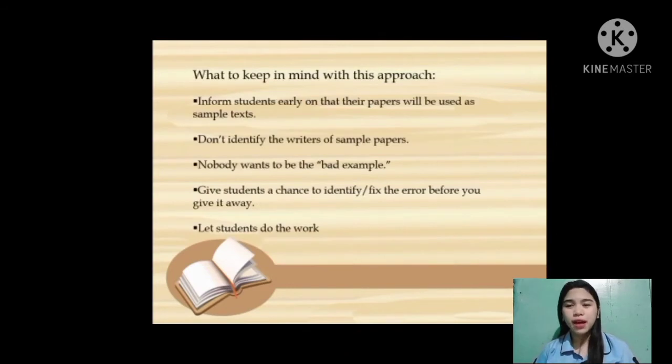So what to keep in mind with this approach? Inform students early on that their papers will be used as sample text. Don't identify the writers of sample papers. Nobody wants to be the bad example. Give students a chance to identify or fix the error before you give it away, and let the students do the work. Do not use this method to embarrass your student to the whole class. As I said, let them recognize their own error or they can exchange their paper to their seatmate.